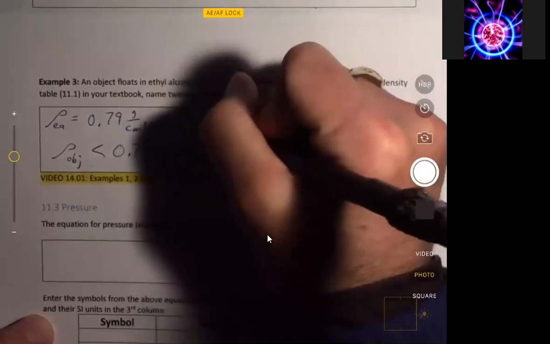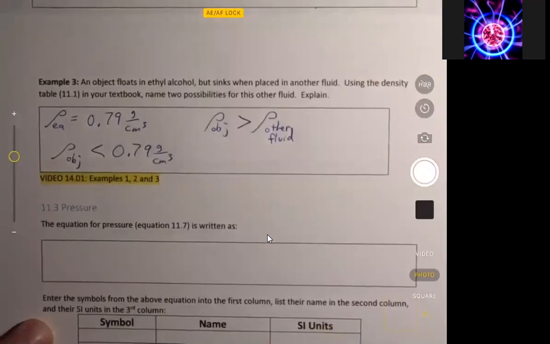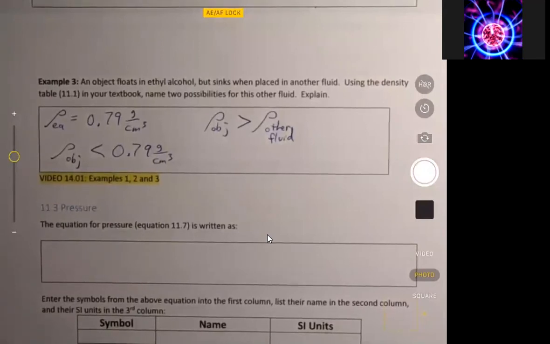It also means the density of our object is greater than the density of our other fluid, because it sinks in the other fluid. So it says name two other possibilities. And you look at that table 11.1 and there's one obvious choice there. Right below ethyl alcohol has a density of 0.68. So that's less than ethyl alcohol's density.